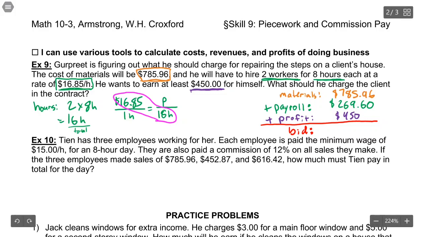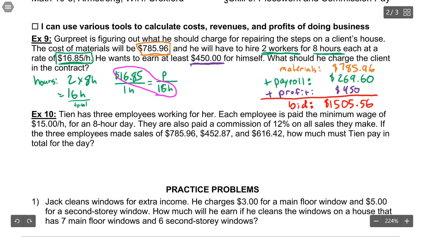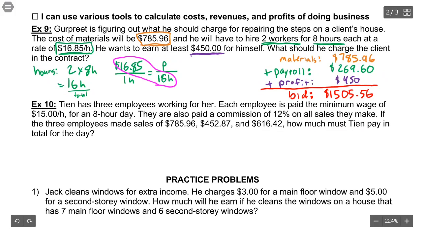So what should he bid? Just add those up. The total bid should be $1,505.56. So probably $1,500 he'd quote, or if he's being a little bit more conservative, maybe he'd bid 1,600 or something, make it a nice round number for the client. But if you add those numbers up, you get 1,505.56.